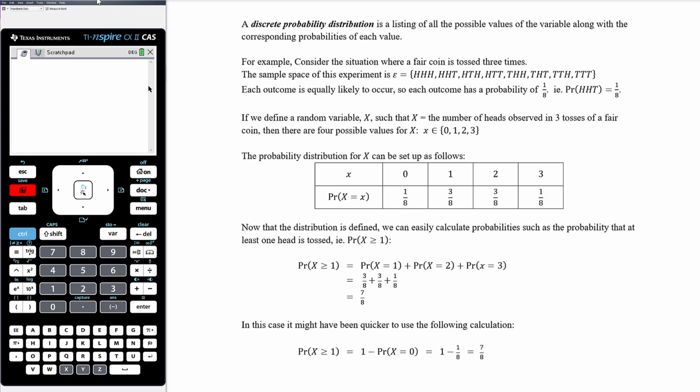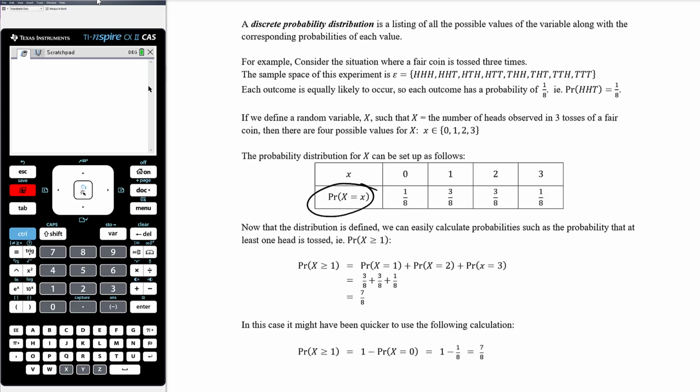If we want 1 head, well, there's these 2 outcomes and this outcome, so 3 out of 8 outcomes give 1 head. Similarly, 3 out of 8 outcomes give 2 heads, and one outcome gives 3 heads. Okay, so 1 out of 8, probability of 1/8.